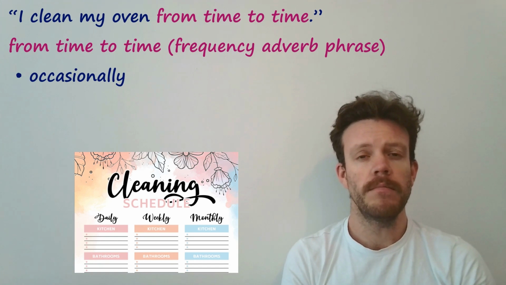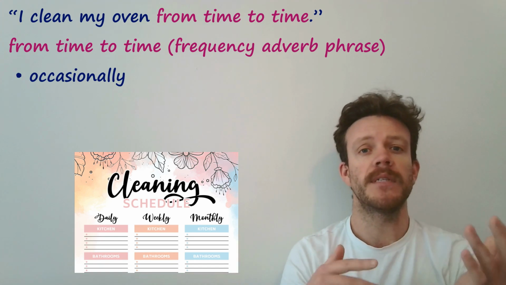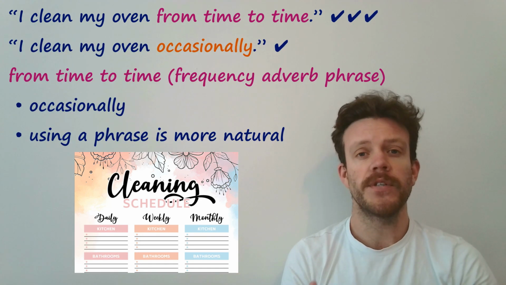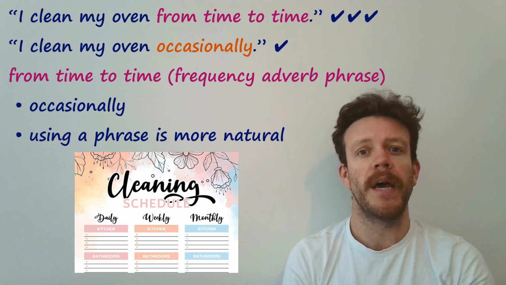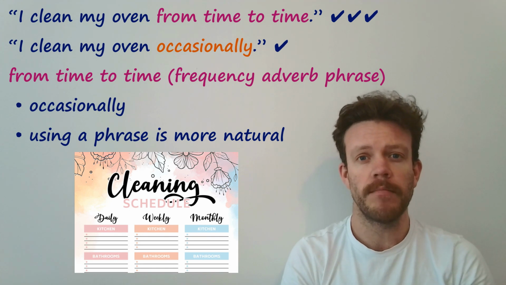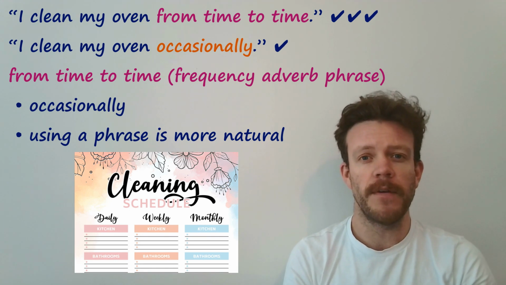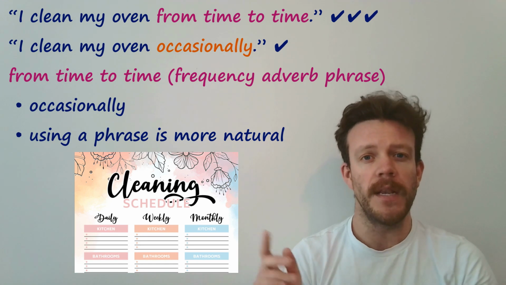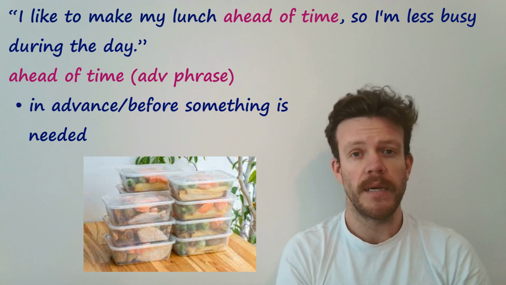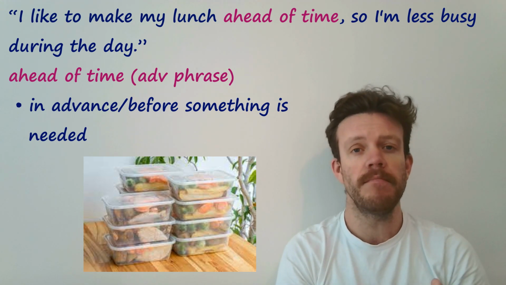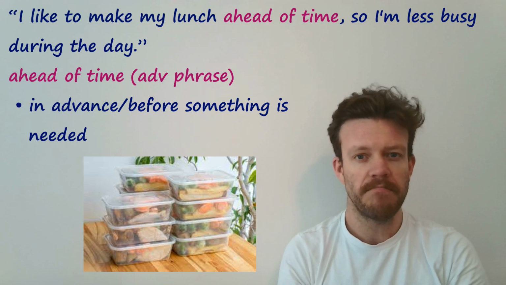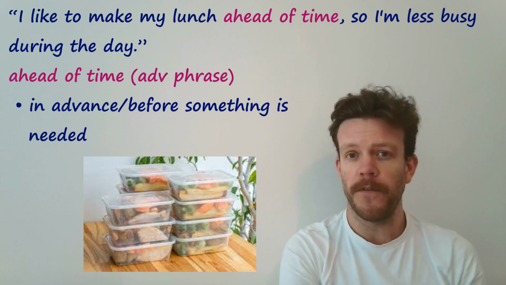The next useful one is I clean my oven from time to time, meaning occasionally. It's a useful one to know because often using a phrase is much more natural than using a single word, saying I clean my oven occasionally. I covered other frequency adverb phrases in another video. It will be available at the end of this one. Next one. Personally, I like to make my lunch ahead of time, means in advance or before when something is needed. For me, that means the night before.